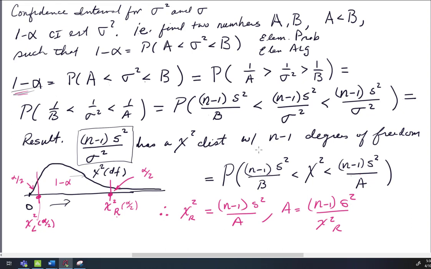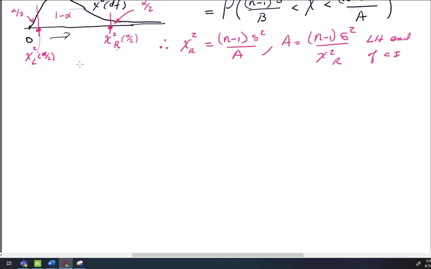Now, before I scroll, let's remind ourselves what A and B actually stand for. We wanted an interval, A being the left-hand endpoint and B being the right-hand endpoint. So what we found is the left-hand end of the confidence interval. And to find the right-hand end, we would note that chi-square left, this is a critical value over on the left-hand side, would be (n minus 1) s squared over b, so that b would be equal to (n minus 1) s squared over chi-square left.